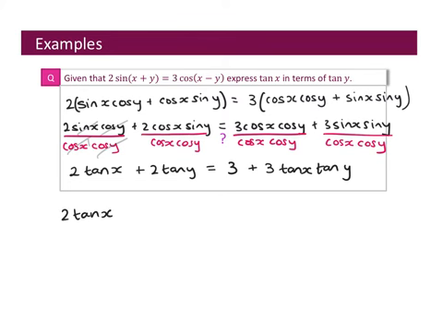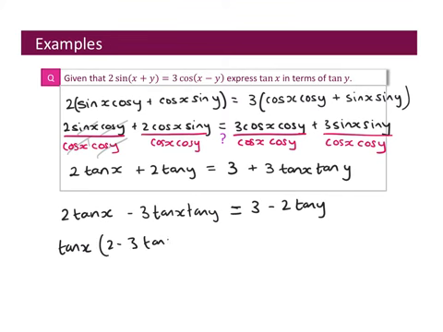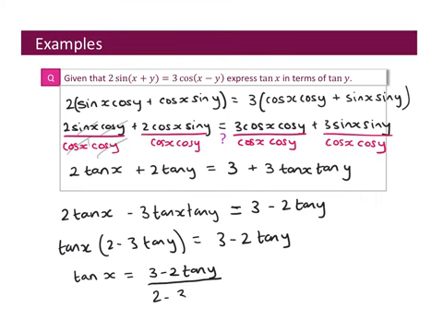So 2 tan x minus 3 tan x tan y equals 3 minus 2 tan y. Is everyone happy how I got that? Okay, and now because I want tan x on its own, I'm going to factorise tan x on the left-hand side. So tan x times (2 minus 3 tan y) equals 3 minus 2 tan y. And then how do I get tan x on its own? I'm going to divide both sides. So tan x equals (3 minus 2 tan y) over (2 minus 3 tan y).